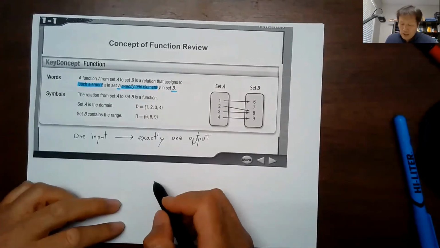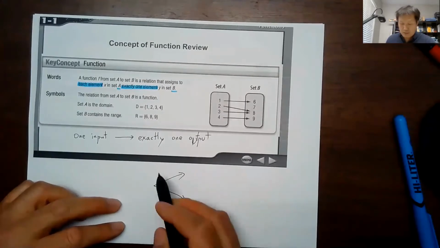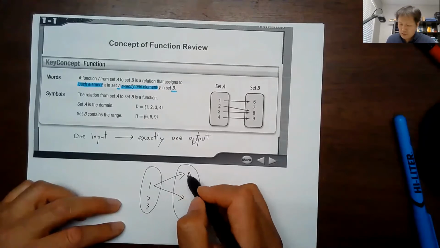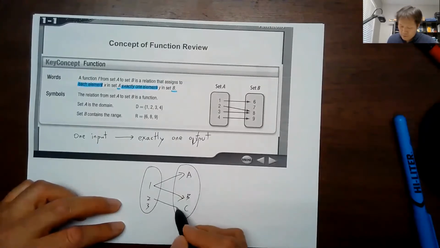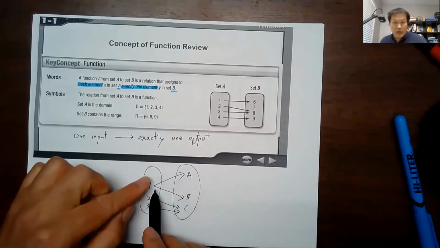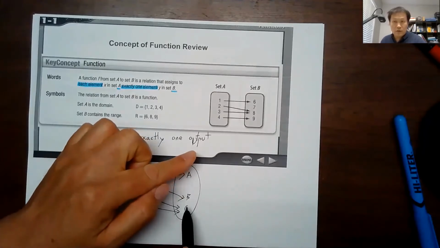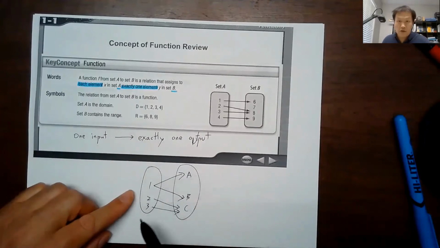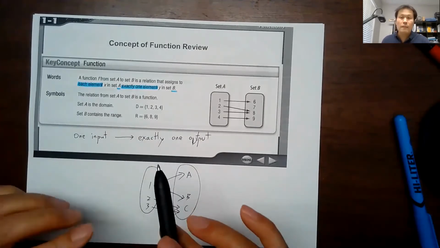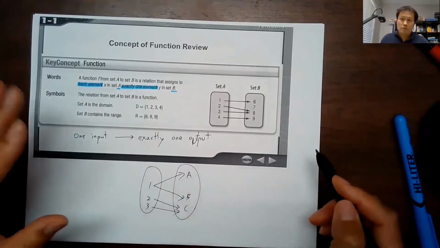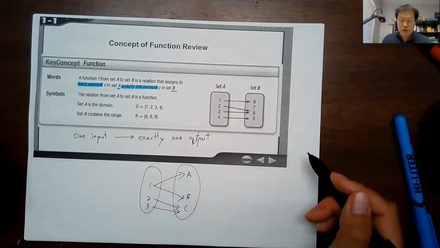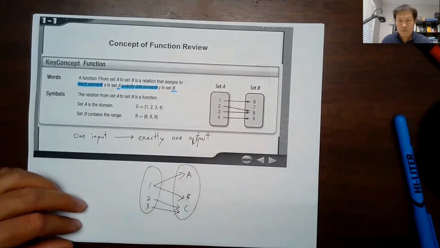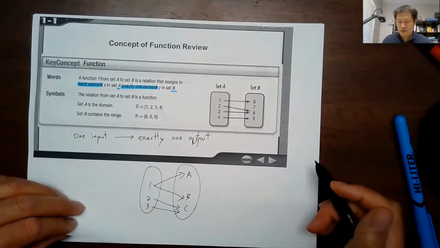What does that mean? If you ever see a split, like let's say 1, 2, 3, and let's say A, B, C, if you see any input producing more than one output, sometimes the outcome is A, sometimes the outcome is B, that's not a function. So if one input splits to more than one output, that's the part where you say, okay, it's not a function anymore.